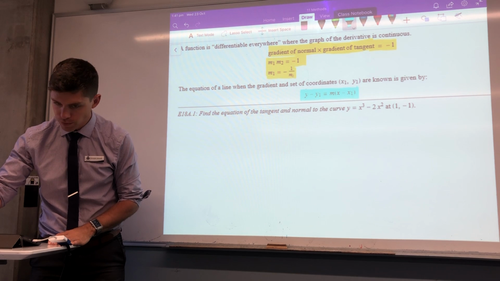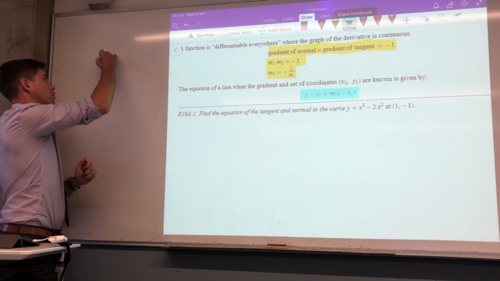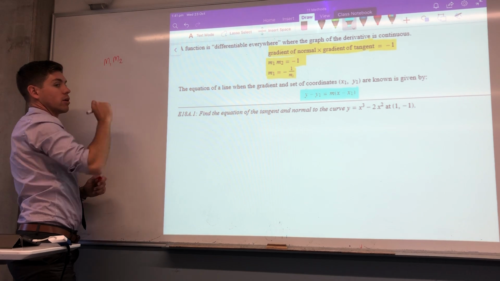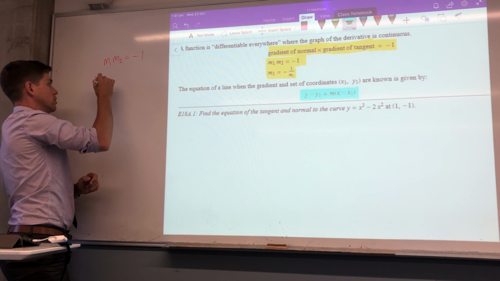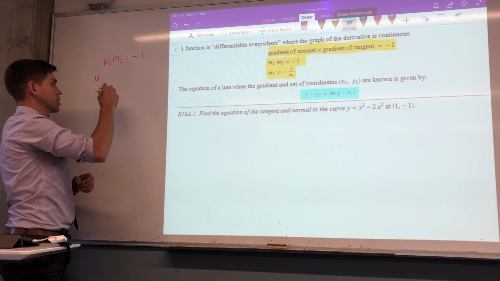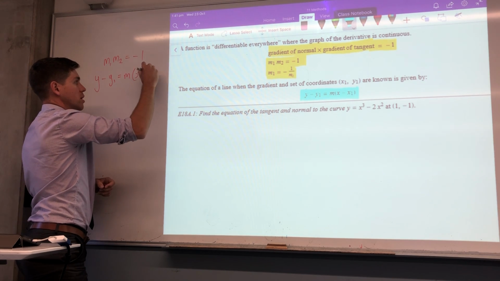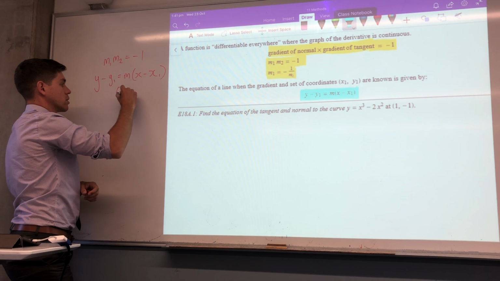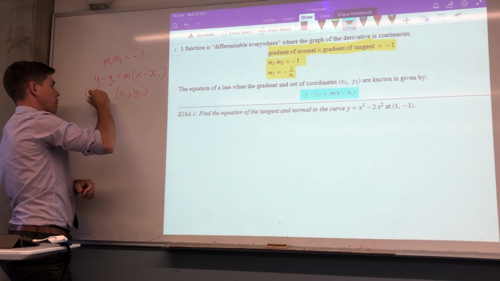So, let me just jot those 2 down on the side that we can refer back to in a moment. We've got the gradient of the tangent times the gradient of the normal is equal to -1. And we've also got that a linear relation given a point and a gradient can be expressed by this, where the point was (x1, y1). All right.